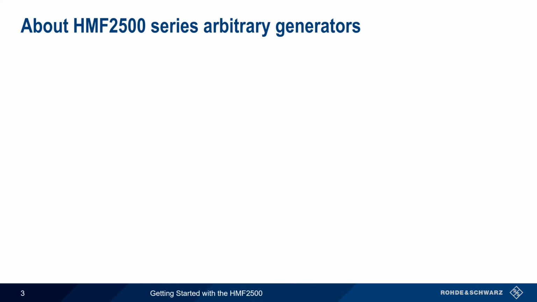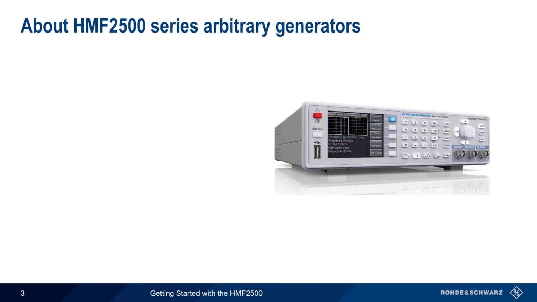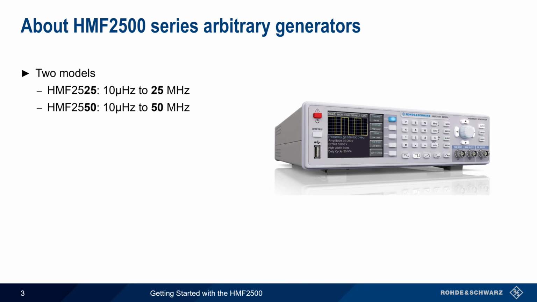Let's start with a brief overview of HMF2500 series generators. There are two models of the HMF. The HMF2525, which has a frequency range of 10 microhertz to 25 megahertz, and the HMF2550, which has an upper frequency range of 50 megahertz. Both models have the same maximum output voltage, 10 volts peak to peak when operated into a 50 ohm load, and 20 volts peak to peak when operated into an open.